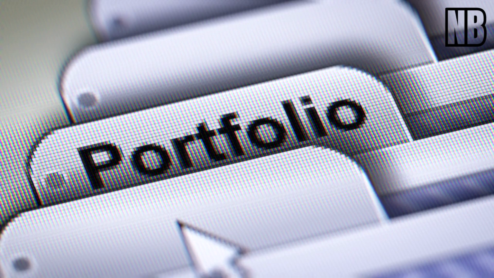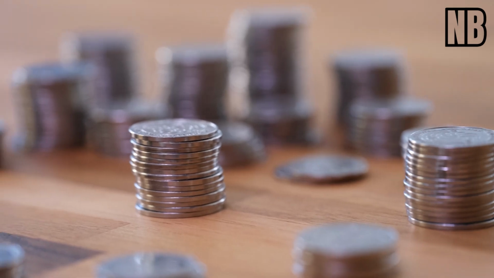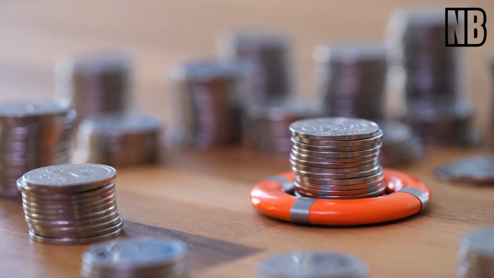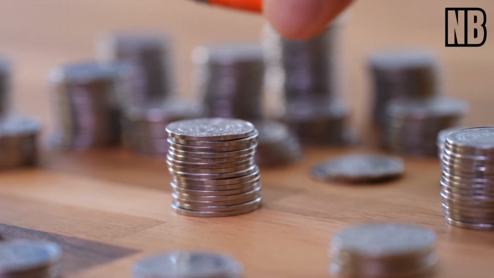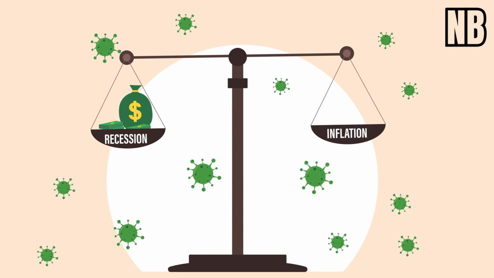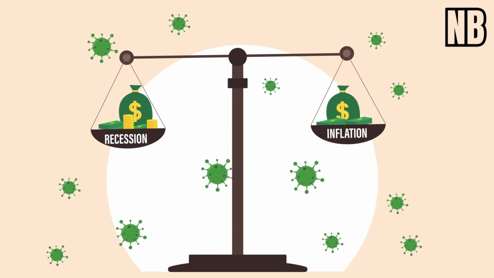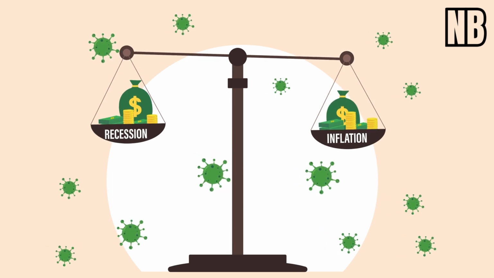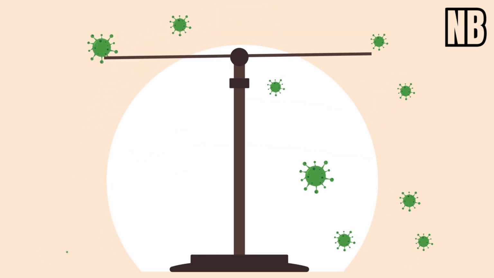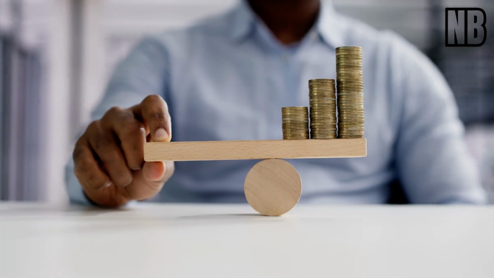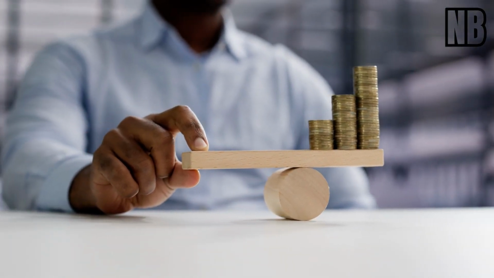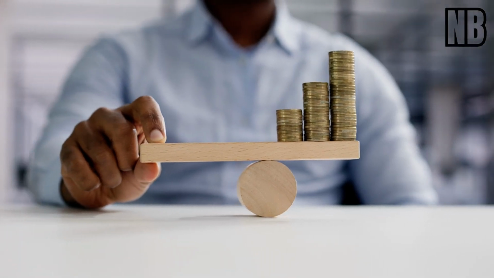Strategies for adjusting your investment portfolio. Diversify across asset classes. Diversification is a key strategy for managing inflation risk. By spreading your investments across different asset classes, including stocks, bonds, real estate, and commodities, you can reduce the impact of inflation on your overall portfolio. Each asset class responds differently to inflation, providing a balanced approach to managing risk.